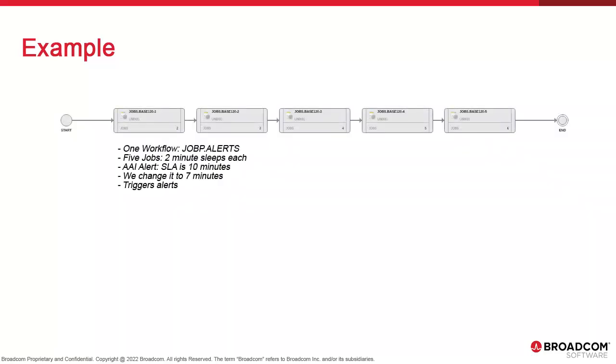The surest way to trigger an alert is to execute a process with a very high level of predictability and then manually lower the predicted completion time, forcing the job stream to reach the SLA much sooner than it's supposed to. For this exercise, we've created a simple workflow with 5 identical jobs executing hard 2-minute sleep commands.